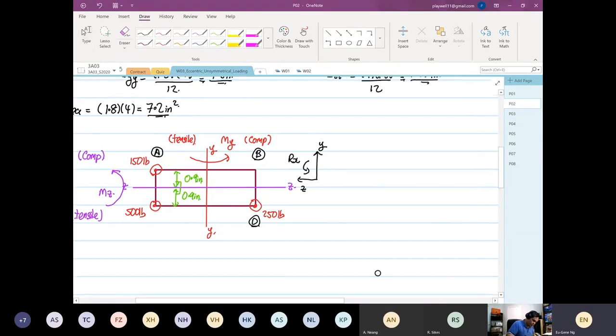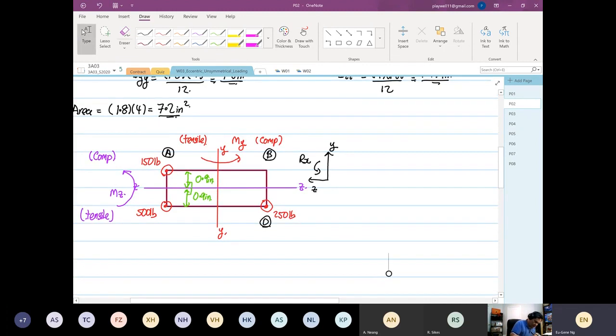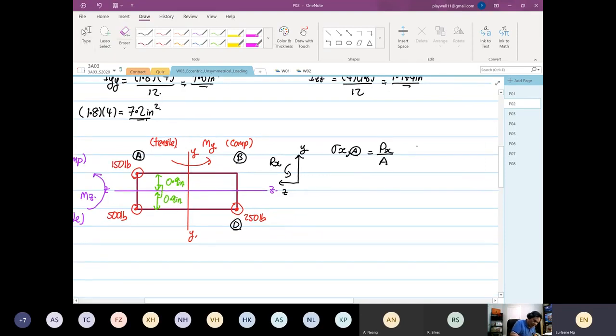So the first thing we want to find is stress in the X direction at point A. So this will be equal to Px divided by A. Then you have your My over Iyy multiplied by Z, and then Mz over Izz multiplied by Y.